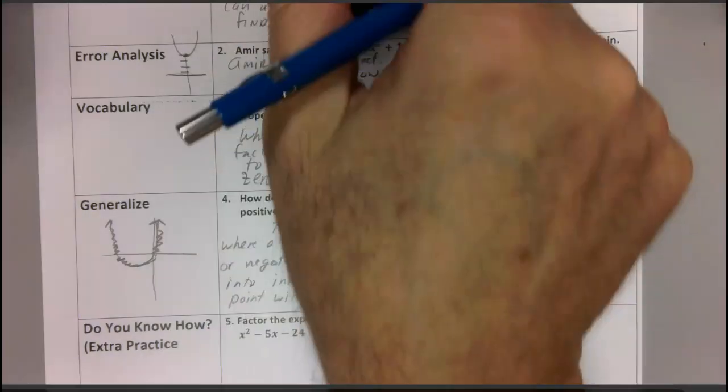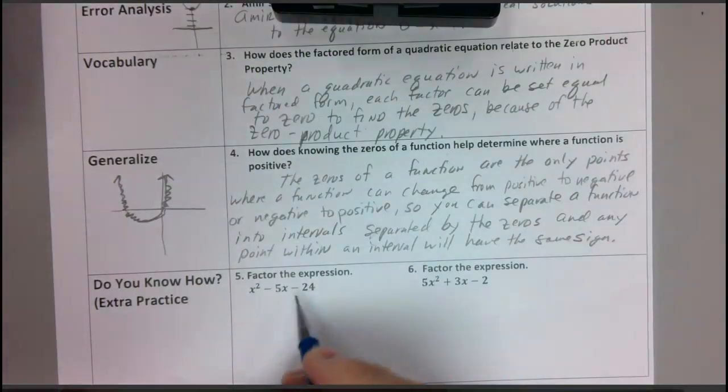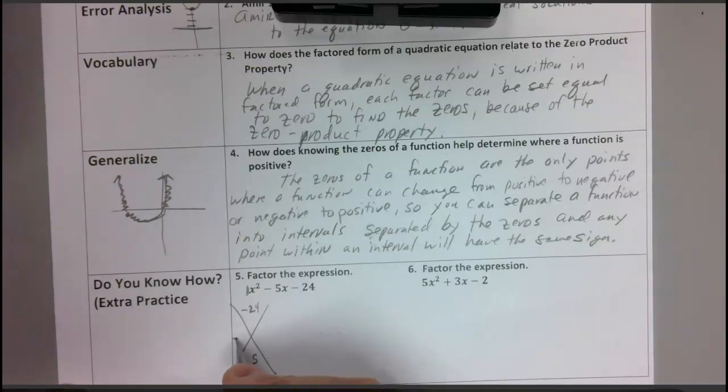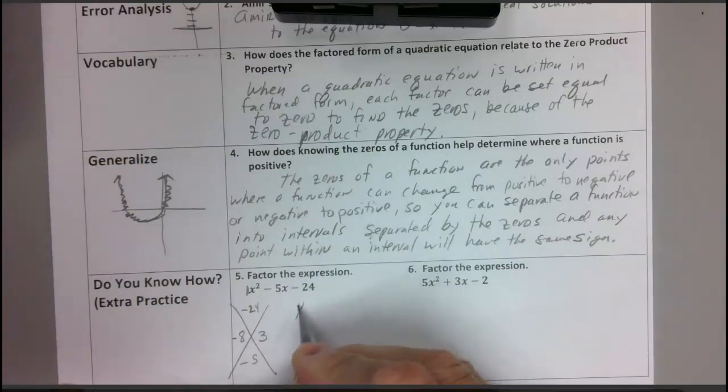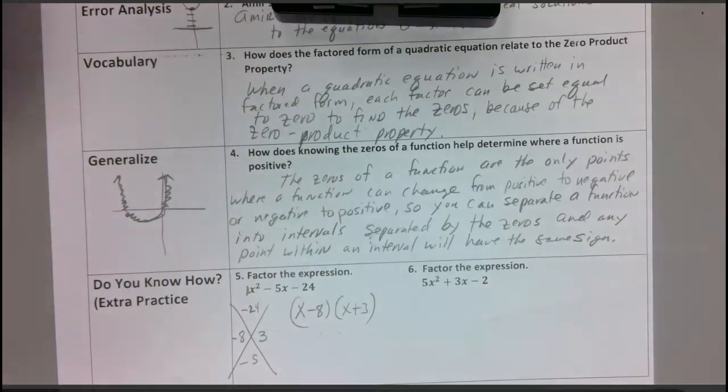Okay, again, we'll do some more factoring here. Factor, since this is 1, we can unfoil. So negative 24, negative 5. Factors of negative 24 that subtract to give 5 would be negative 8 and positive 3. So when I unfoil, it would be x minus 8 times x plus 3. That's unfoiling, and that's a 1, correct?